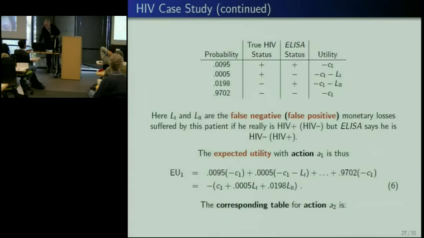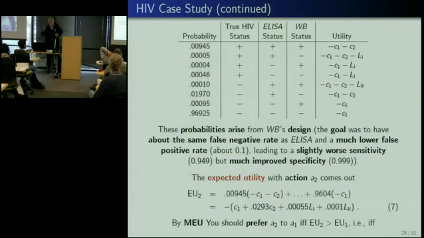The corresponding table for action 2 is more complicated because we have to have a 2 by 2 by 2 table. The dichotomies are the truth plus minus versus what ELIZA says plus minus versus what Westernbot says plus minus. And the relevant 8 probabilities arise from Westernbot's design. It turned out the goal was to have about the same false negative rate as ELIZA, but a much lower false positive rate. And the result was slightly worse sensitivity value, but much better specificity value.